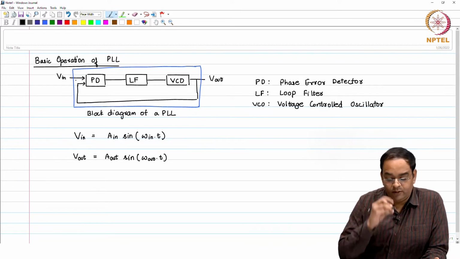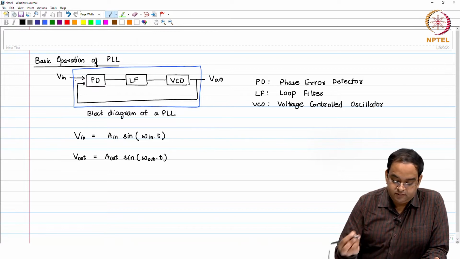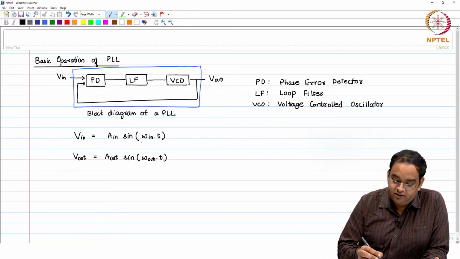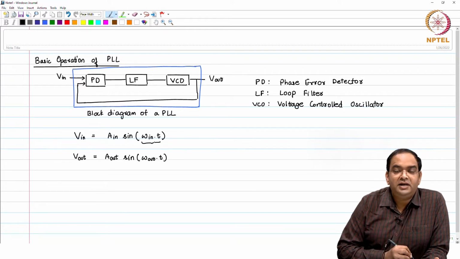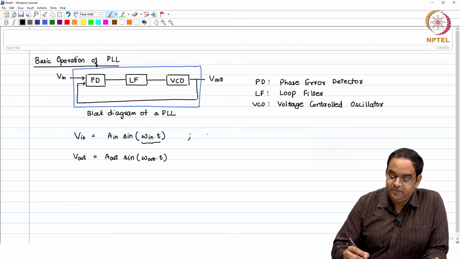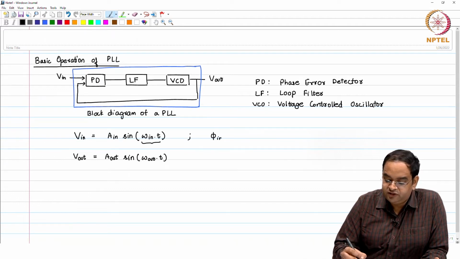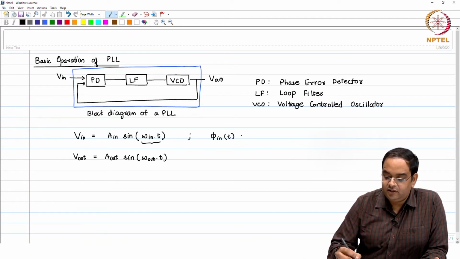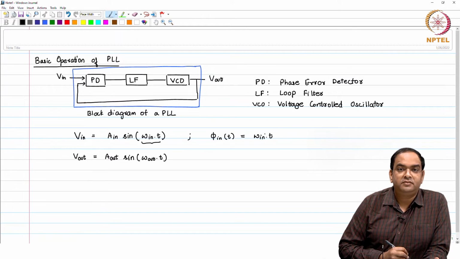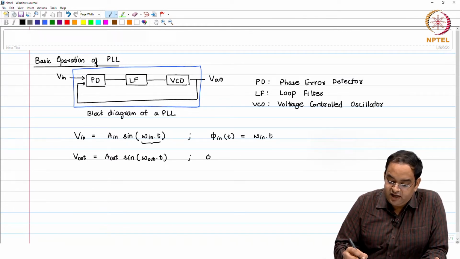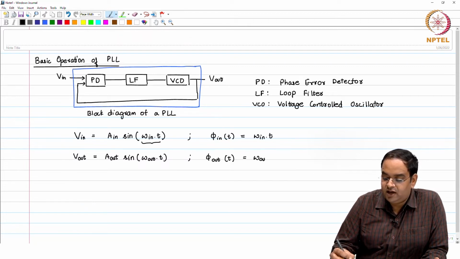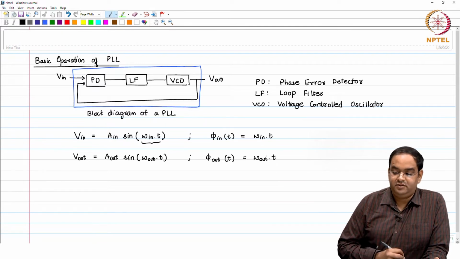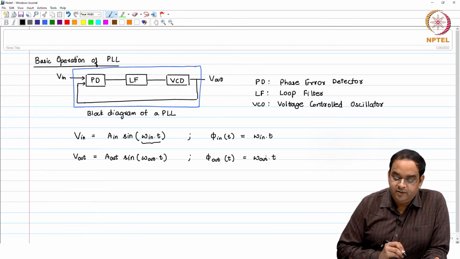Based on the discussion in the last session, this parameter omega in times t is nothing but the phase of the input signal. So, I can write phi in of t as omega in times t, and phi out of t is equal to omega out times t. Omega in is the input frequency, omega out is the output frequency.